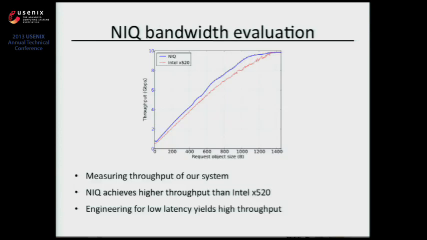We also went ahead and did the bandwidth evaluation. We ran a bandwidth benchmark, and we were actually a little bit surprised that we beat the Intel card on the bandwidth benchmark. We didn't try to optimize for bandwidth. We optimized for latency, and this just goes to show that if you engineer for low latency, it will yield high throughput on its own, where the converse is not true at all. Optimizing for bandwidth often sacrifices latency quite a bit.